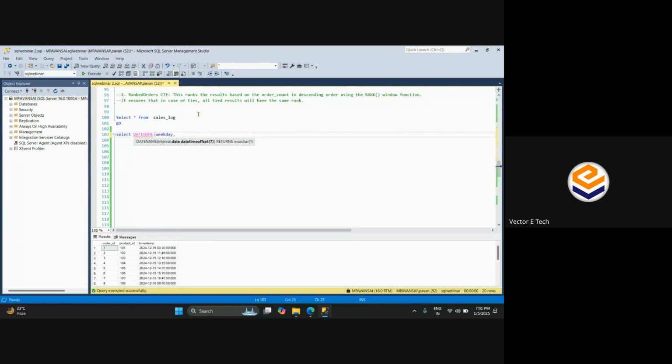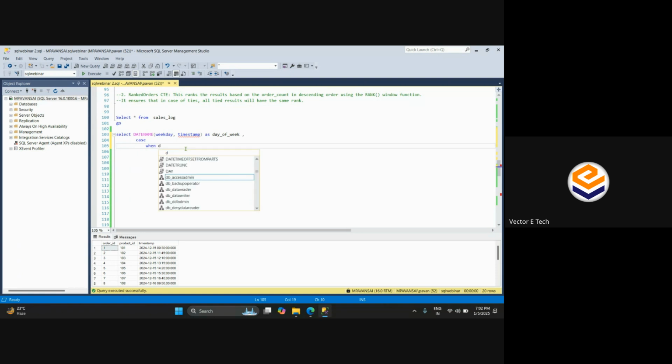I'll write DATENAME weekday and I'll use this timestamp column, and I'll call it day_of_week. So this is one column where we are finding out the day of the week. And for the second column, we need to write something called a case when statement, where I'll write case and I'll write when.